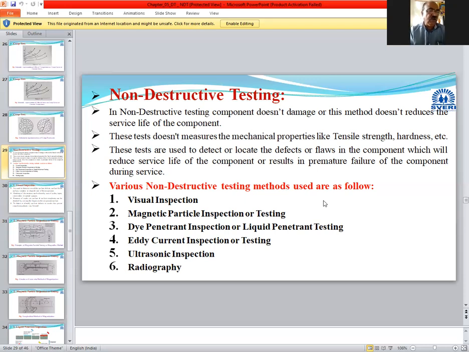Normally the formula you can use here: tensile strength is equal to force upon cross-section area. Force is the applied load on the material, and A is the cross-section area at the gauge diameter. You will get the tensile strength. Like this, we can calculate the tensile strength, and also the load corresponding to the yield point. From this also you can calculate the yield strength, that is yield load divided by the gauge cross-section area.